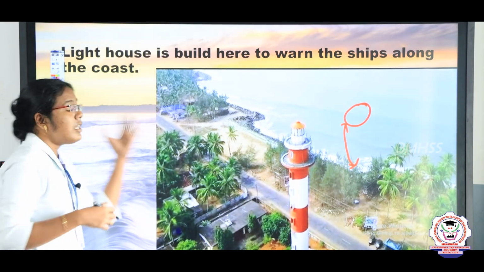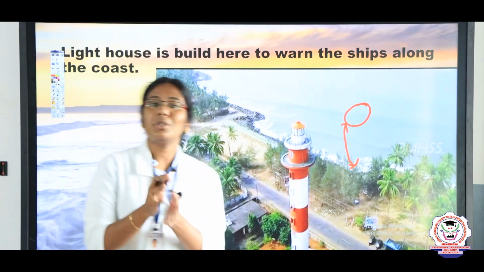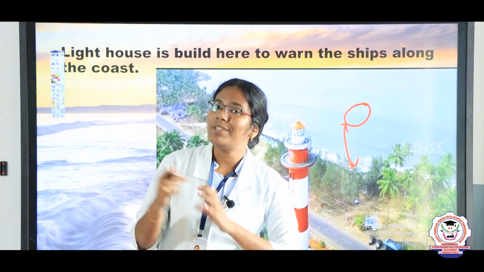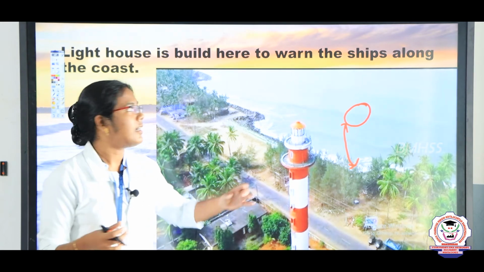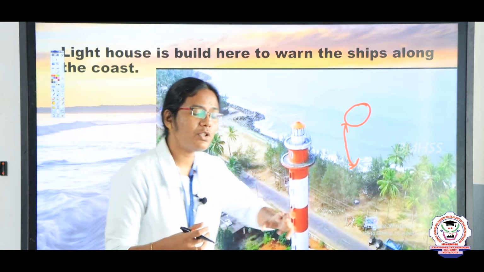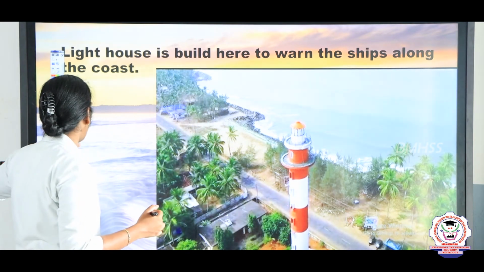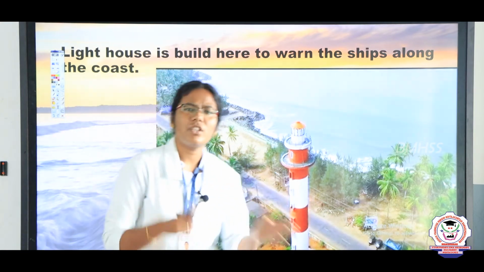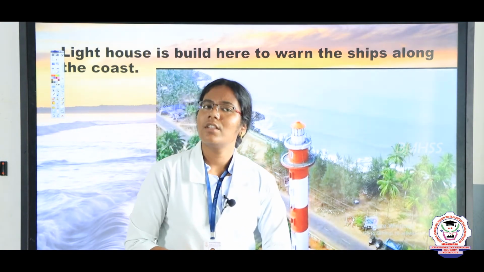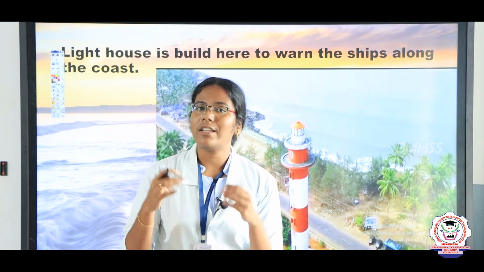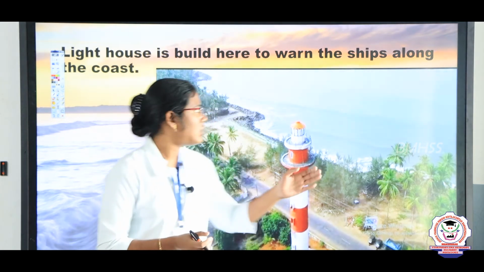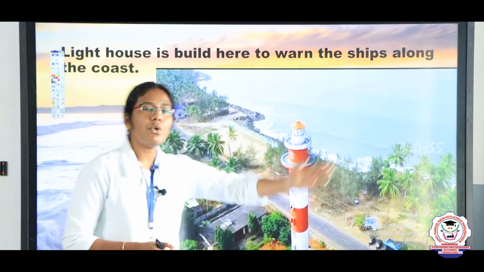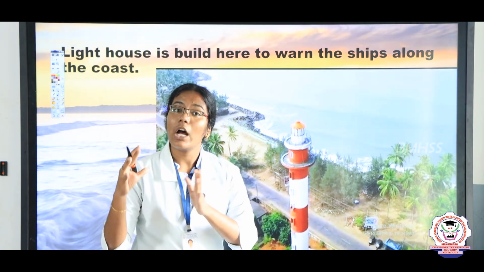Yes children, the Konkan coast has an uneven surface, which means rocky and uneven surface. Here the lighthouse is there. It helps to warn the ships along the coast. So what is the use of a lighthouse? It gives a signal to the ship. Lighthouse is used to warn the ships along the coast side.